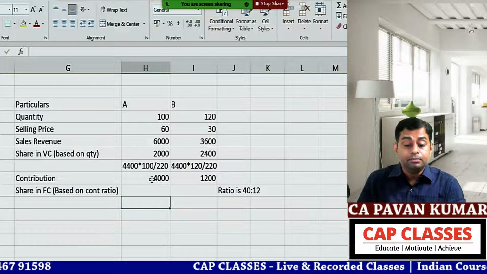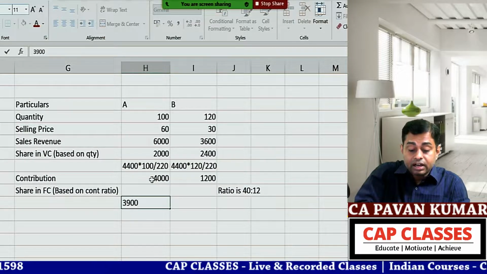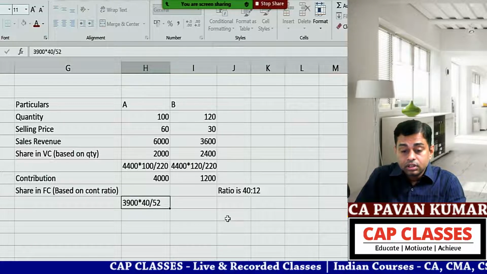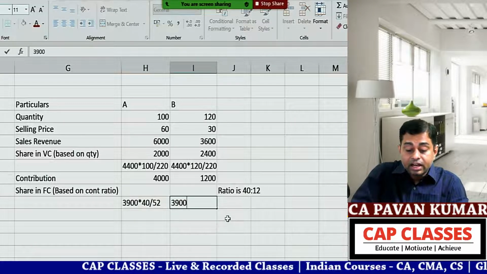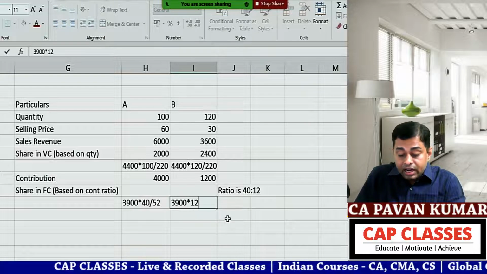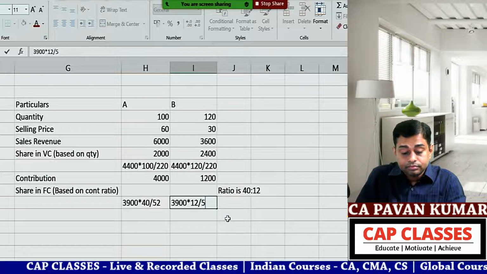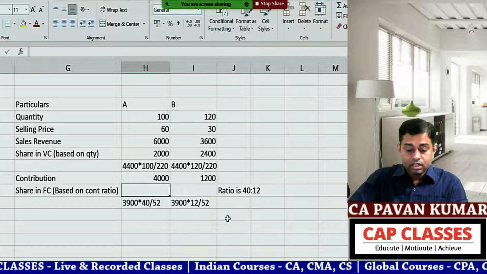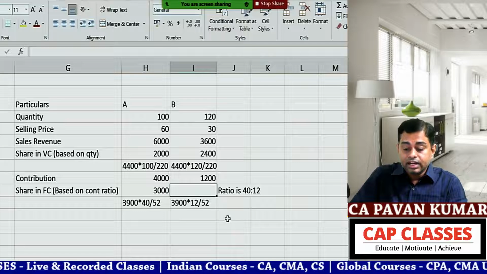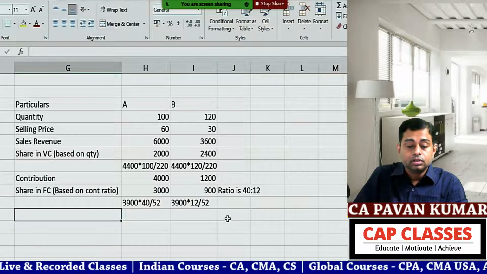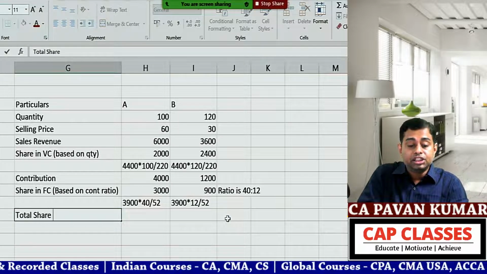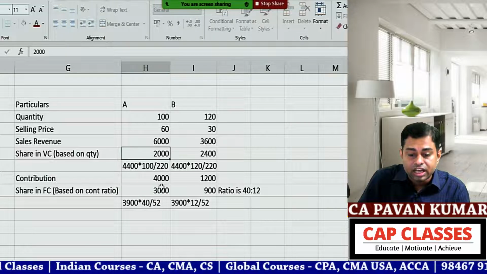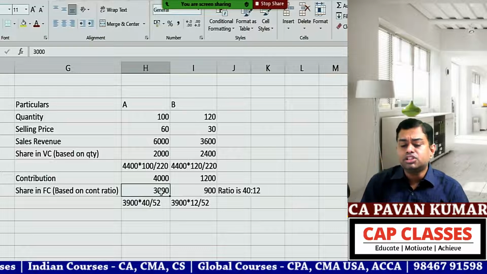Now apportion in 40:12 and tell me, what is total fixed cost? They said 3,900. So can I say 3,900 into 40 divided by 52? Here it is 3,900 into 12 divided by 52. It is 3,000 and it is 900. So total share in joint cost, you can add this number and this number, then total share will come, but otherwise the problem is over. That's all.